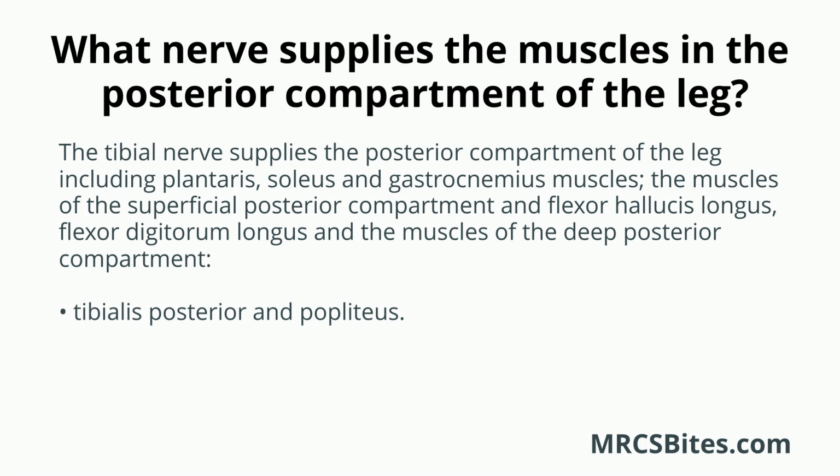The tibial nerve supplies the posterior compartment of the leg, including plantaris, soleus, and gastrocnemius muscles. The muscles of the superficial posterior compartment and flexor hallucis longus, flexor digitorum longus, and the muscles of the deep posterior compartment. Tibialis posterior and popliteus.